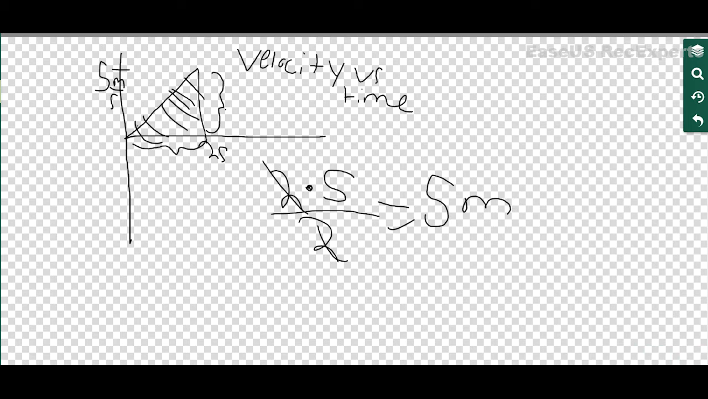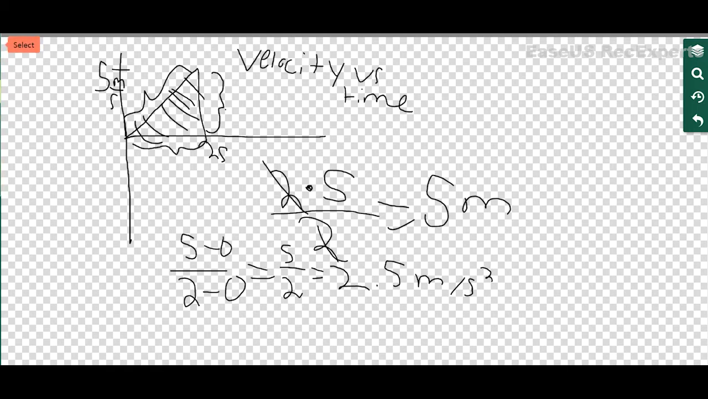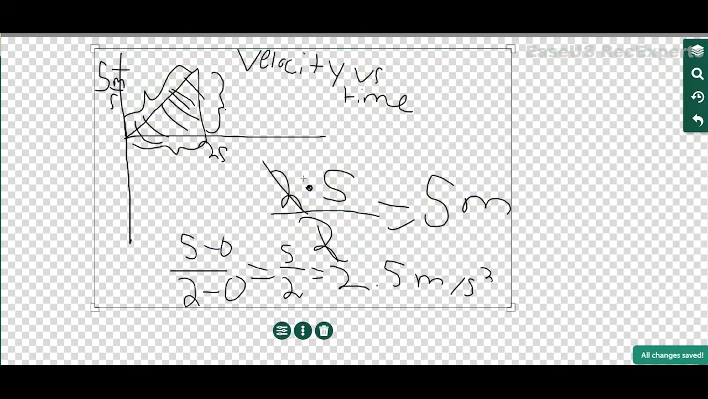And if you want to find the total acceleration throughout this region, then you have to do the slope, which is rise over run. So in this case, our rise is 5 meters, right? 5 minus 0 over our change in time, which is 2 minus 0, your run. So your rise is 5, your run is 2, which gives you an acceleration of 2.5 meters per second squared. Alright, now let's get into the actual questions.